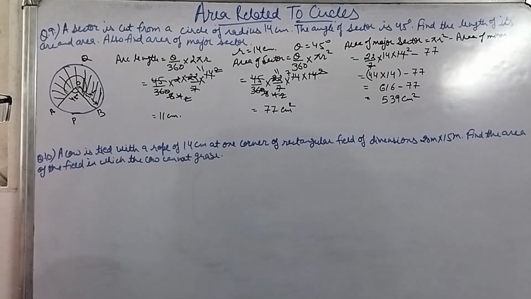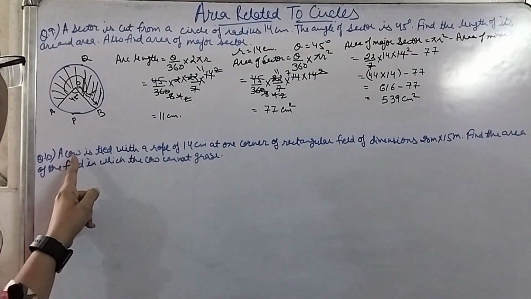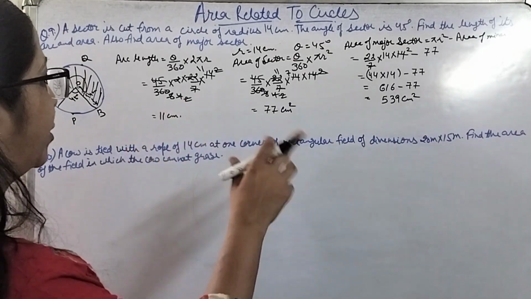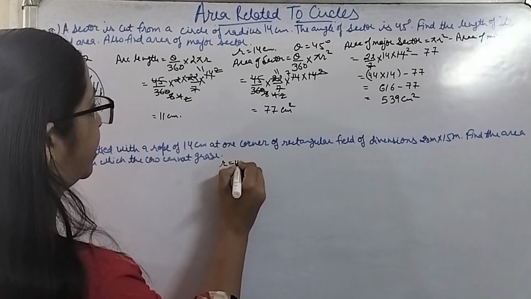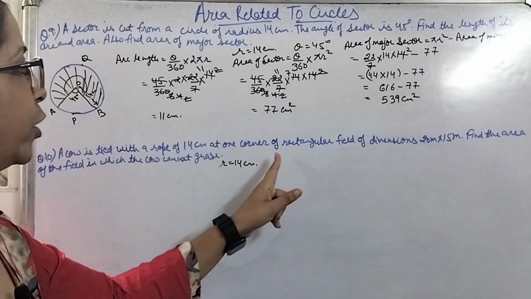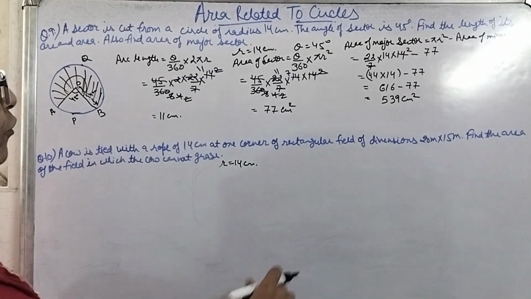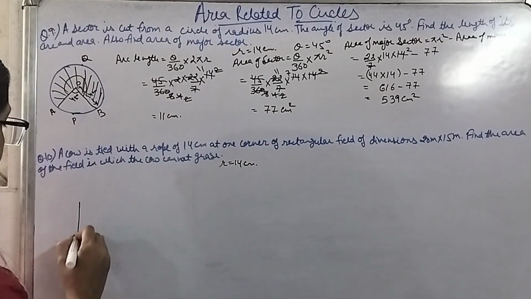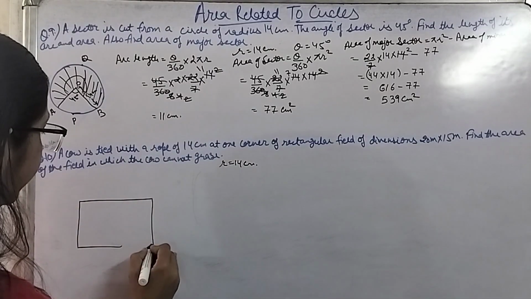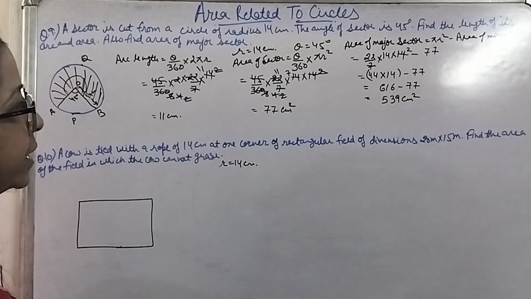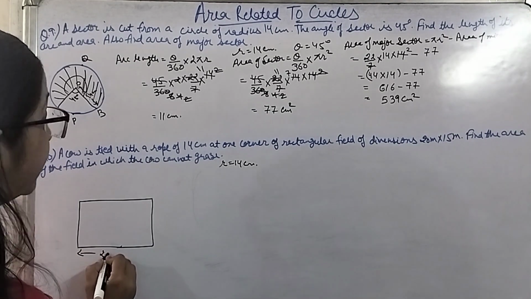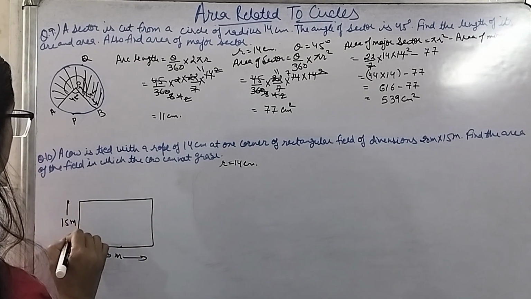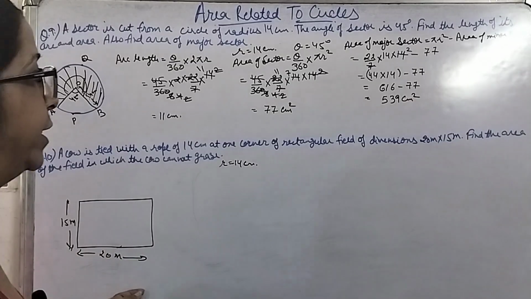Now the next question, or the last question. A cow is tied with a rope of 14 centimeter. That means the radius will be 14 centimeter only. At one corner of a rectangular field of dimension 20 meter into 15 meter. So a rectangular field is given. Suppose this is a rectangular field, and its dimensions are, this is 20 meters and this is 15 meters.